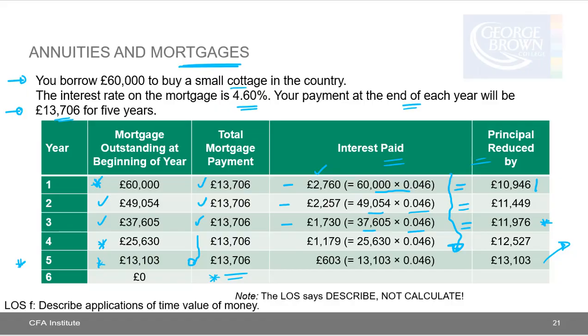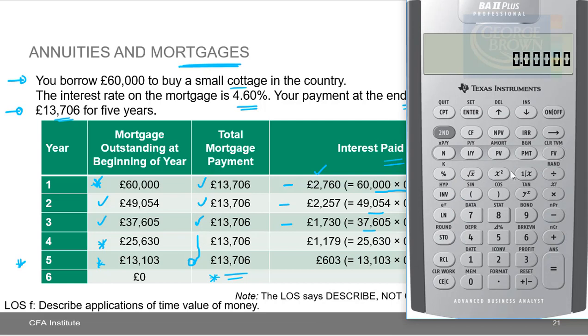Now, very quickly, this is definitely a nice to know, not a need to know, but you may ask yourself, where did that 13,706 total mortgage payment come from? Again, we can calculate that using some functionality on the Texas Instruments BA2 Plus calculator. Now, some of you may want to advance on from the CFA Institute Investment Foundations program to do further studying where you may be using this calculator, so I just wanted to show it to you very quickly.